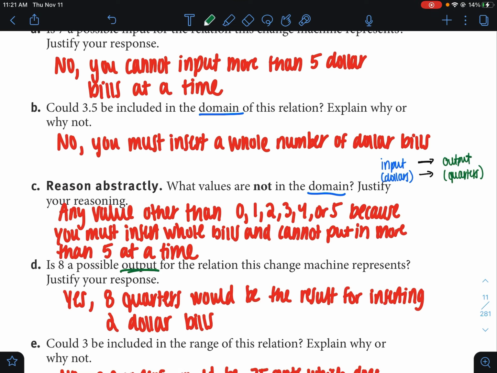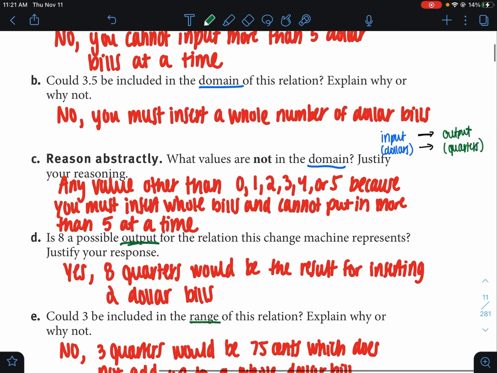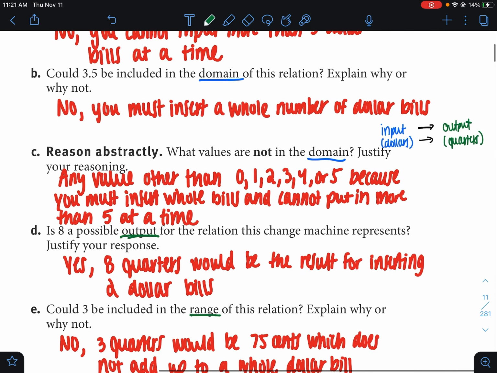Letter E here. Could 3 be included in the range of this relation? So again, talking about range, that's talking about our outputs. The answer is no, because 3 quarters would only be 75 cents. And we have to input a whole dollar, so it wouldn't even make sense.